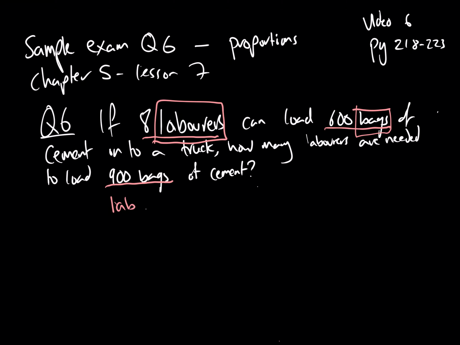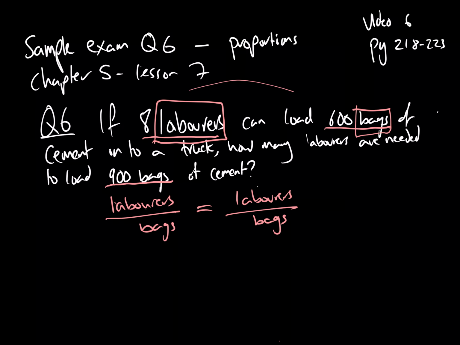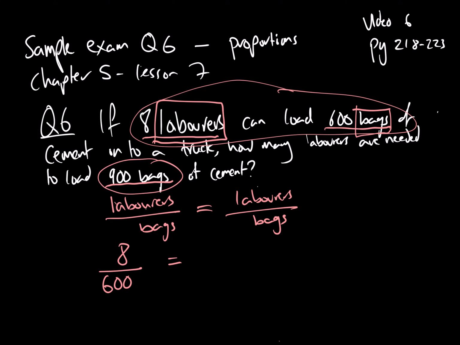If you have labourers and bags, this is equal to labourers and bags. Okay, so we need to keep the information in the same place. So labourers at the top and bags at the bottom. Now, in the first part of the question, we have 8 labourers and 600 bags. And in the second part, we only have 900 bags. We don't know how many labourers, so that's what we need to find. So we can put here X labourers on 900 bags.